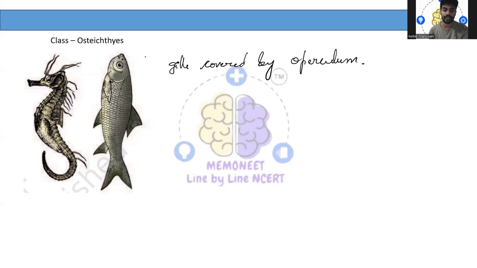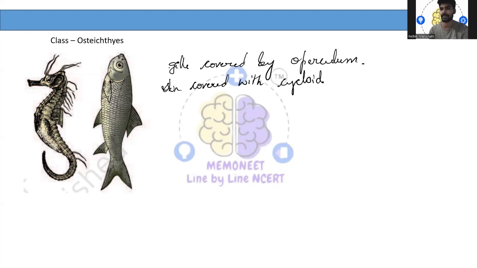The skin is covered with cycloid scales. What about the air bladder here? The air bladder is present, and it is going to regulate buoyancy. The heart is again two chambered, with one auricle and one ventricle, and they are cold-blooded organisms. Sexes are separate. Fertilization is usually external. Most of them are oviparous, and development is direct.